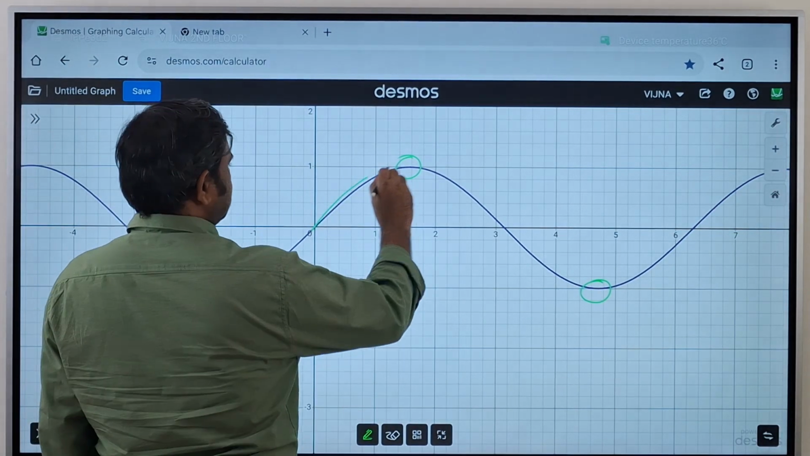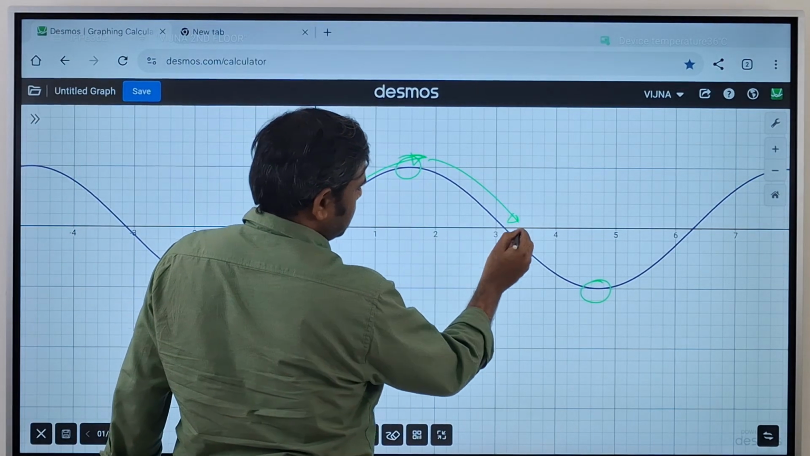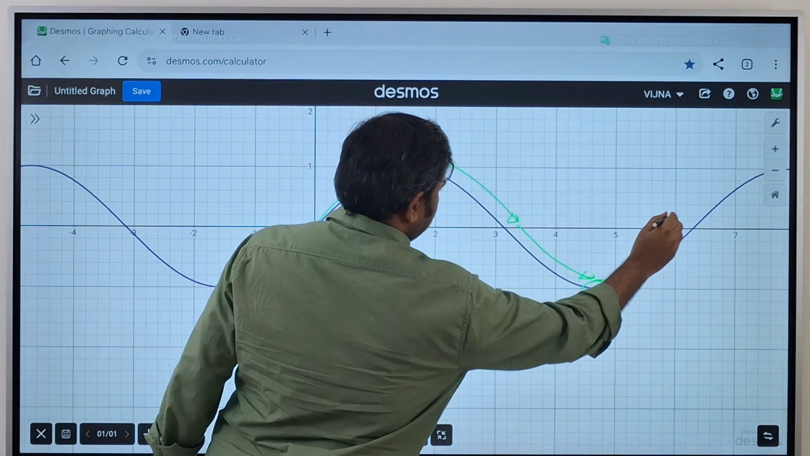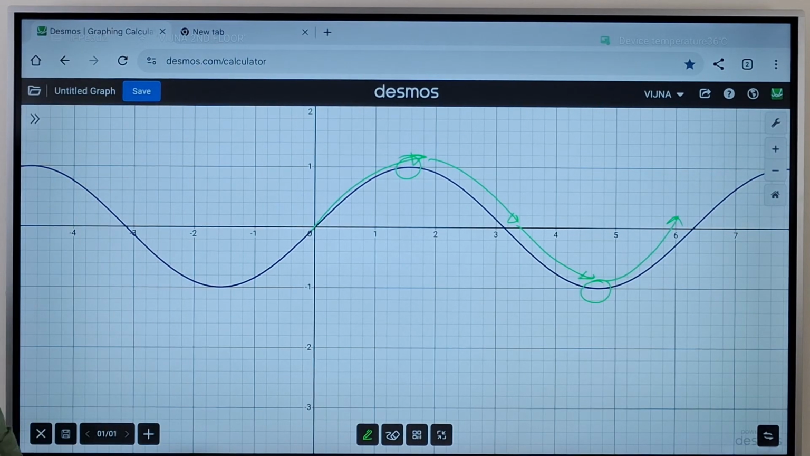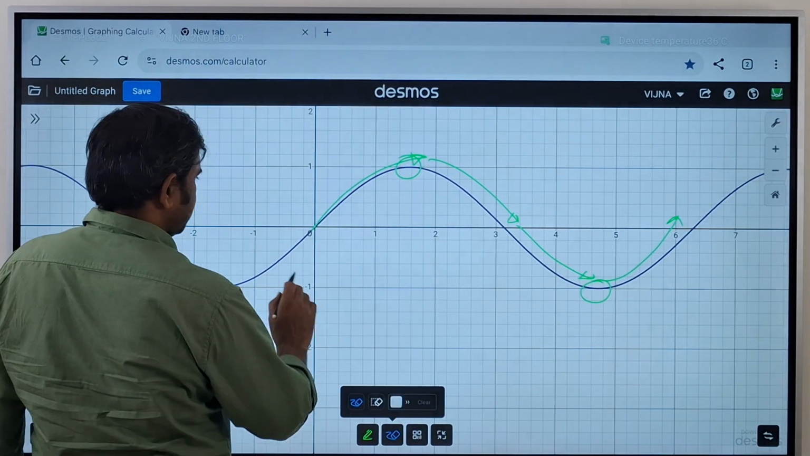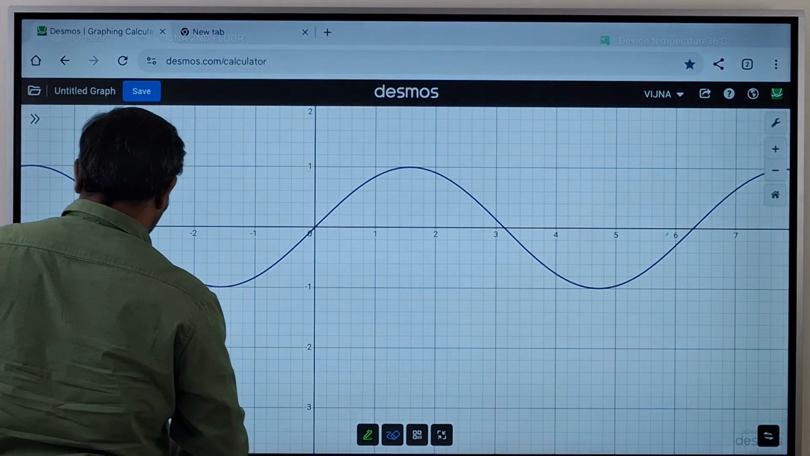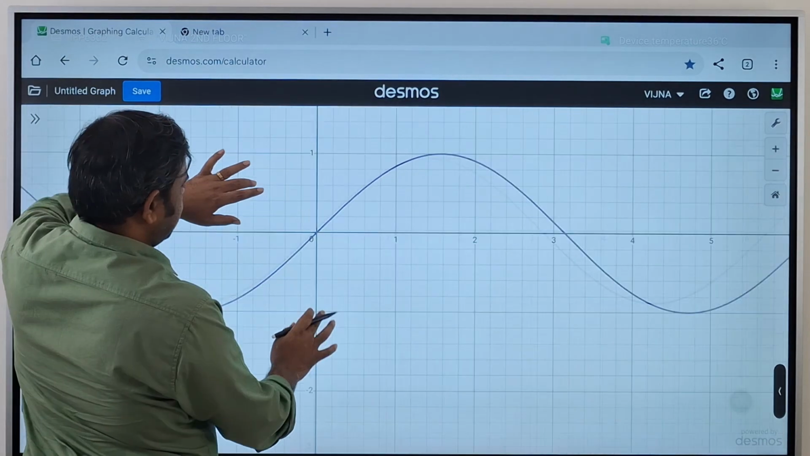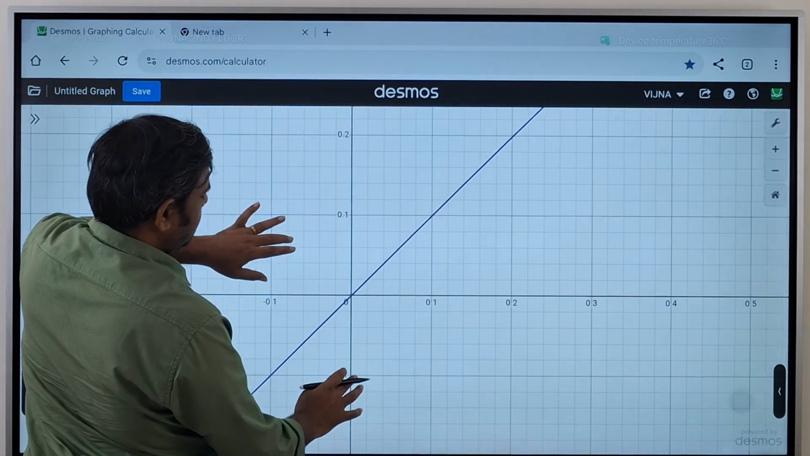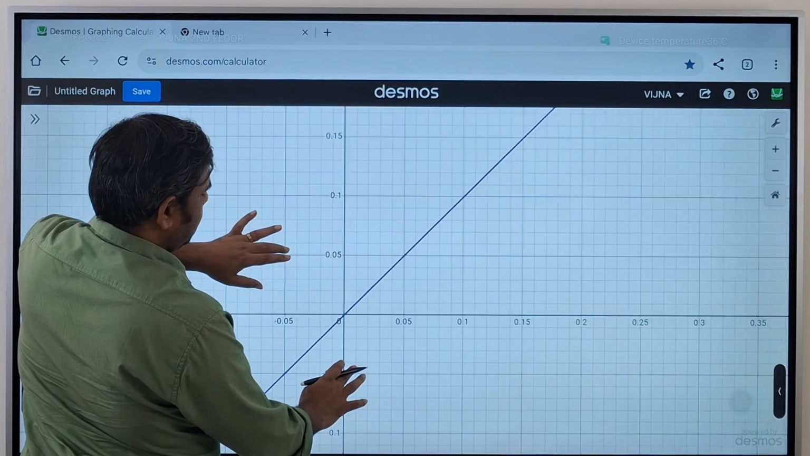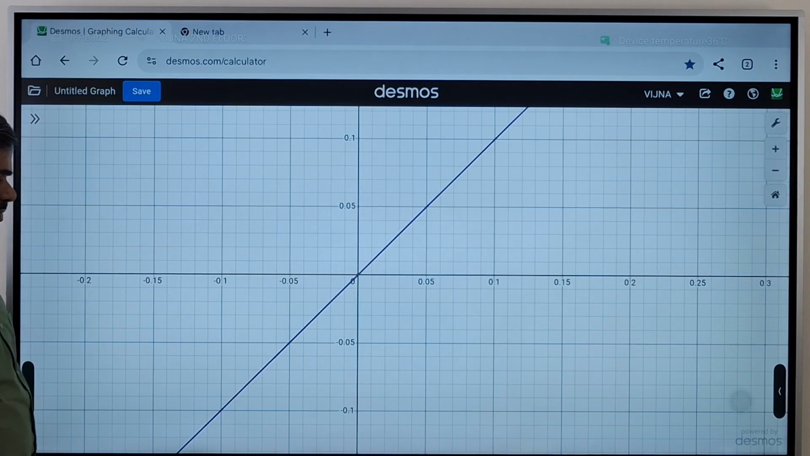Sin x increases from 0 to 1. It decreases from 1 to 0, and then from 0 to -1. Again increases from -1 to 0. The behavior repeats in every cycle. So one more thing that I want to tell you here is this. Look at the graph close to x is equal to 0. For small values of x, look at the shape of the graph.